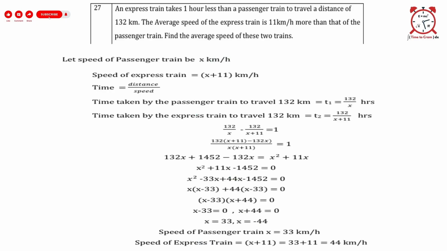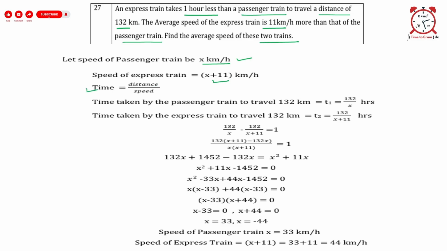Next question, this question is from the quadratic equation. An express train takes 1 hour less than a passenger train to travel a distance of 132 km. The average speed of the express train is 11 km per hour more than that of the passenger train. Then find the average speed of the two trains. So first of all, we will suppose the speed of the passenger train is x km per hour. Then it is clearly given that the express train is running at 11 km per hour more speed. So the express train speed is x plus 11 km per hour.